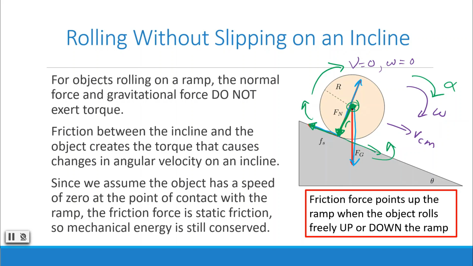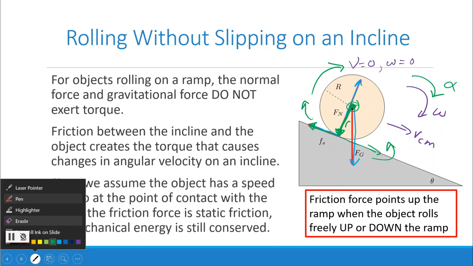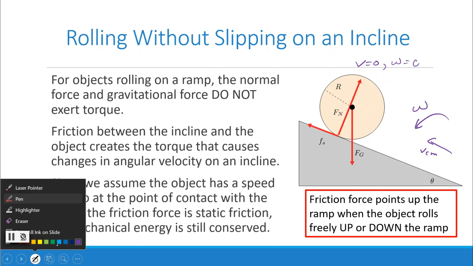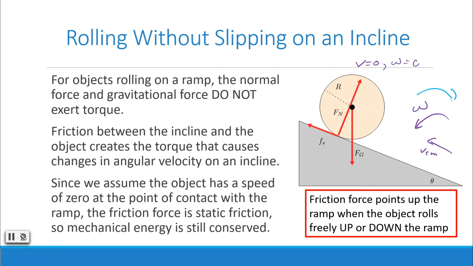Now, if I look at this from the opposite direction, let's assume that it's already rolling when it gets on the ramp. So it's moving with the linear speed of VCM, and it has an angular speed because it's rolling up that ramp. Eventually, it's going to stop. So this is going to have to come to a stop up at the top, and it has to be slowing down. Well, if it's going to slow down, I need my angular acceleration to be in the opposite direction.